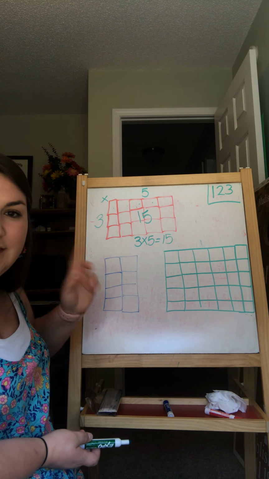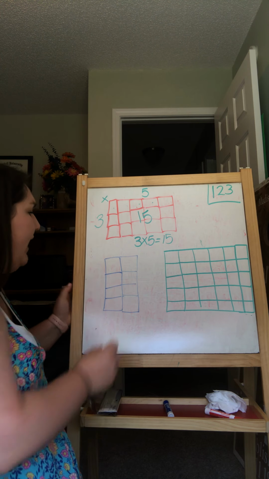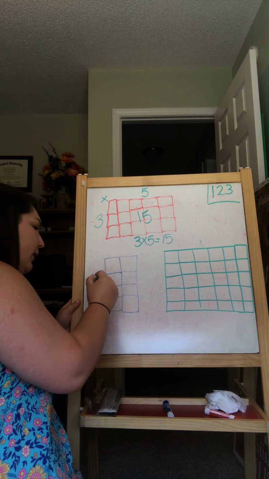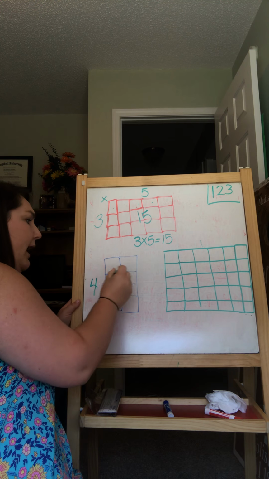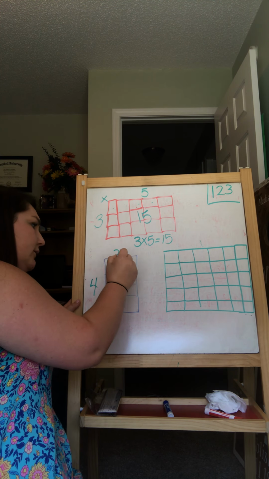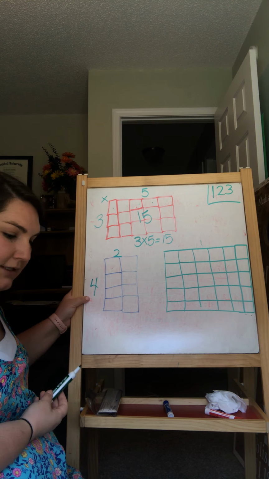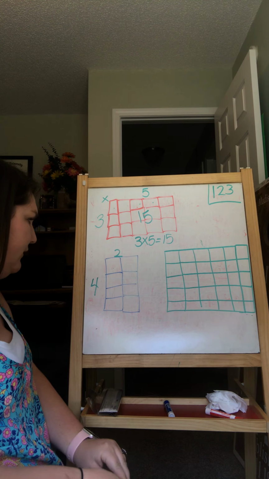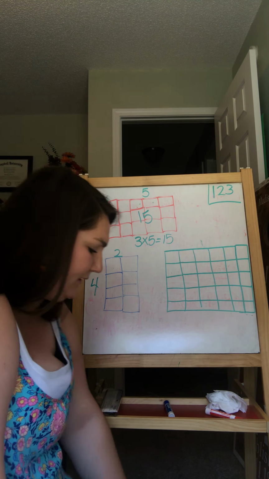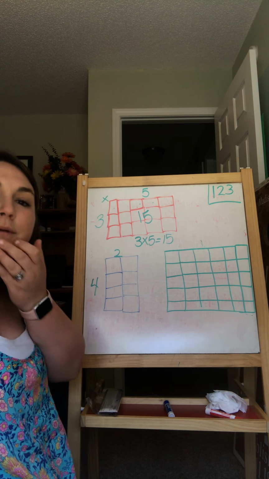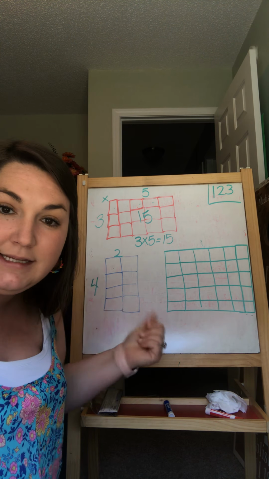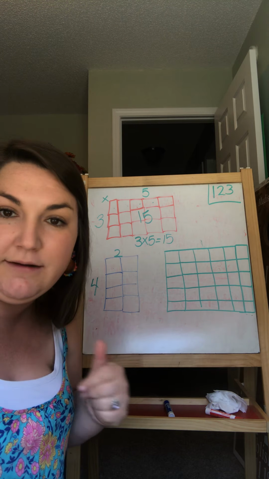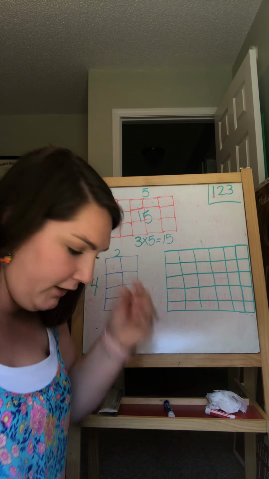Let's try and write a number sentence for this array. So I have a 1, 2, 3, 4. A 4 by how many? Good, 2. So here I have a 4 by 2, right? So if I have a 4 by 2, I would write that number sentence the same way. And while I'm doing this, you can either draw it or you can make this array with your color tiles or whatever manipulative that you have there, okay?